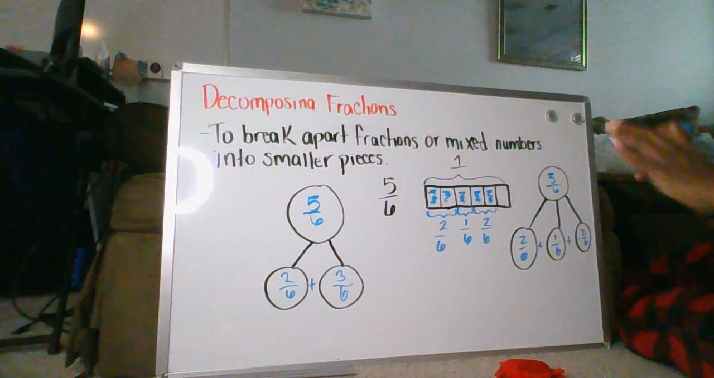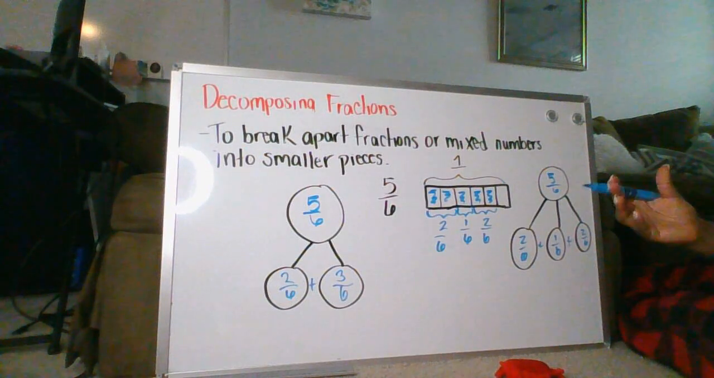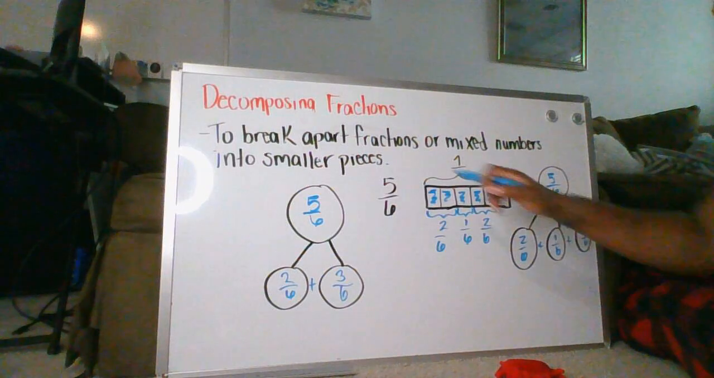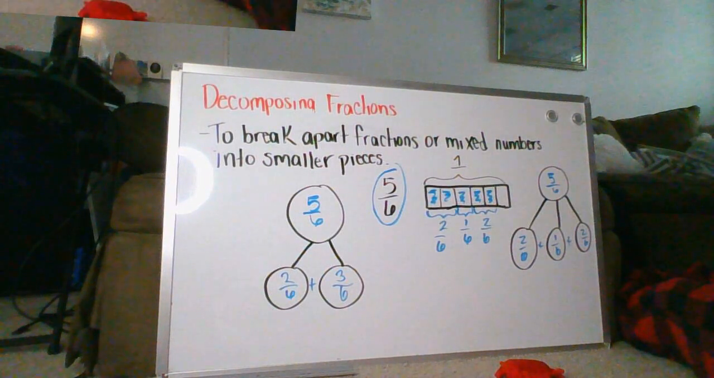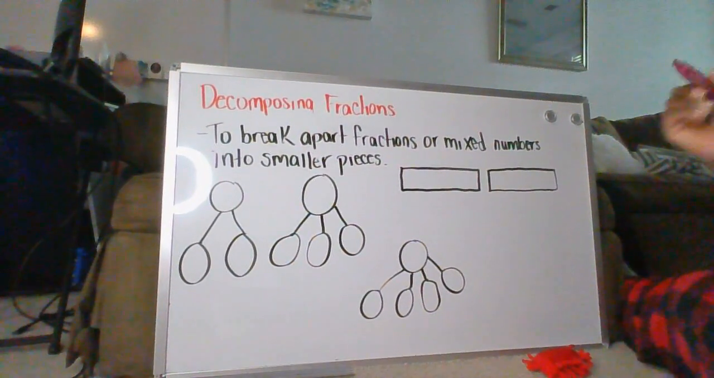So really, when we are decomposing, we're just figuring out all of the different combinations that we could use to create this specific number that we're working with. And in our case, it was 5/6. Okay? All right, so now let's try with a mixed number, right?